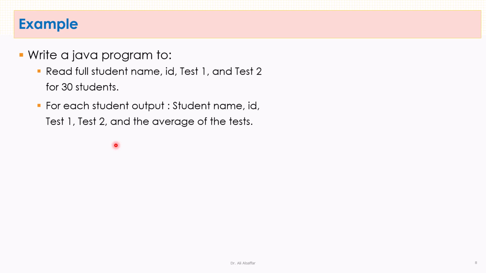In fact, we don't need an array. Why? Because when we read the data for a student, we will print the average and then we will go to the next student. So we are not going back to the first student. So in fact, we are not going to save the data into an array. We are going to read the name, ID, test1 and test2. We compute the average and then we print the name, ID, test1, test2 and the average. And we go for the next one and so on.